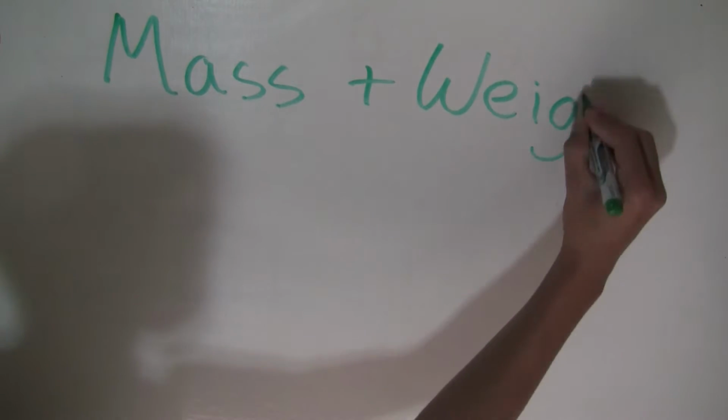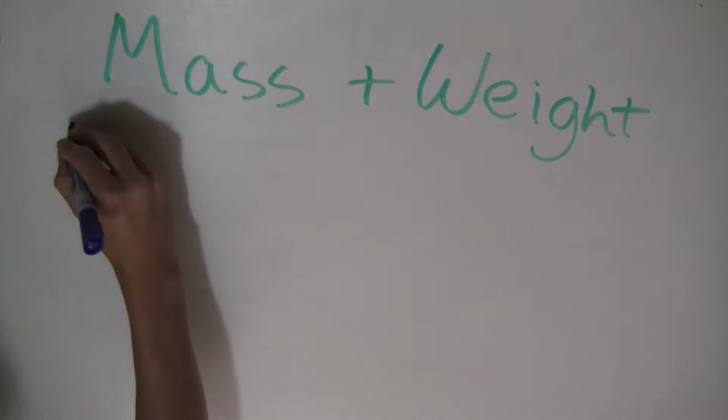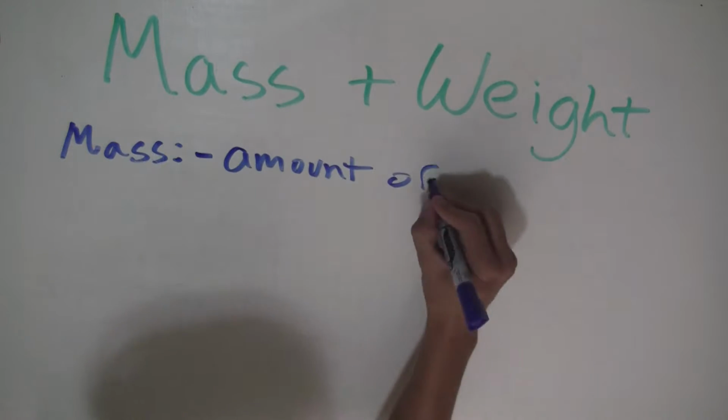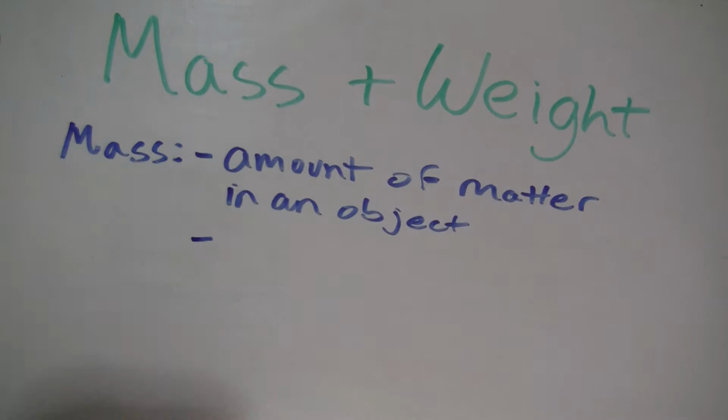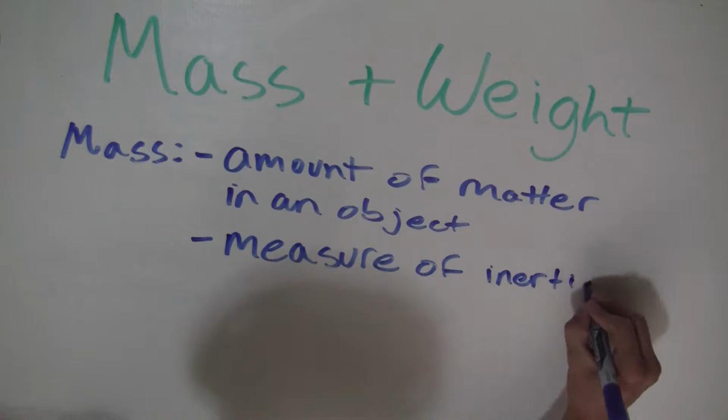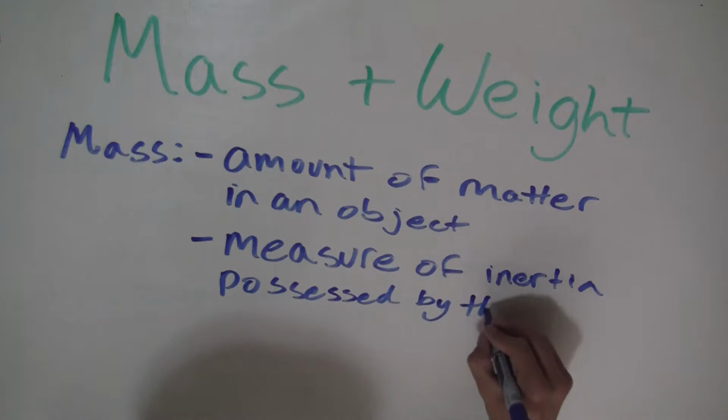Next, we are going to talk about mass and weight. Mass may be defined as either the amount of matter in an object or the measure of inertia possessed by the object.